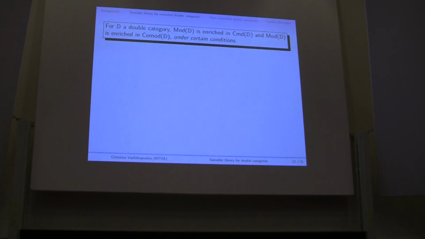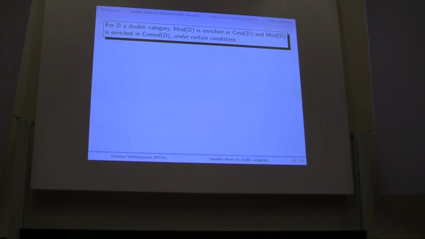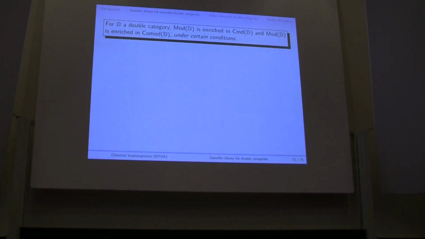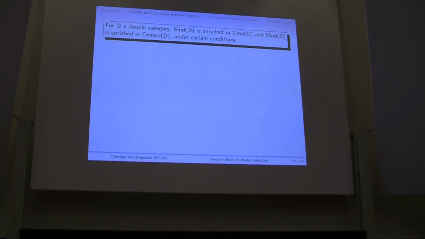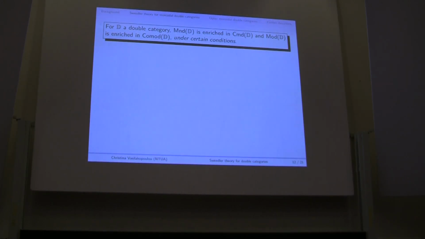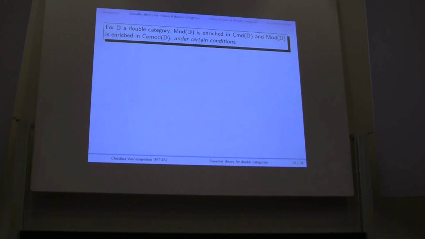Now we work in a double category D. What is the necessary structure to make this true? To make all these structures actually behave the way we're expecting them to behave and get the generalization of Sweedler theory in the double categories. So there are four conditions that we need. Two of them are very well known to the people that have seen or worked with double categories before, and two of them are new. I'm going to go through them.